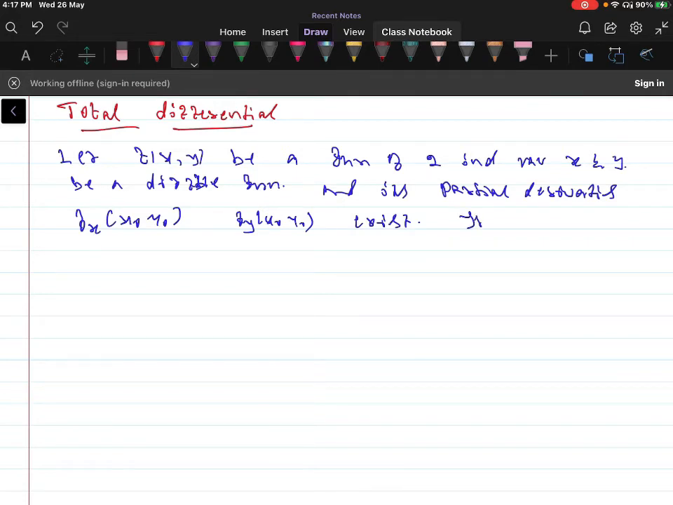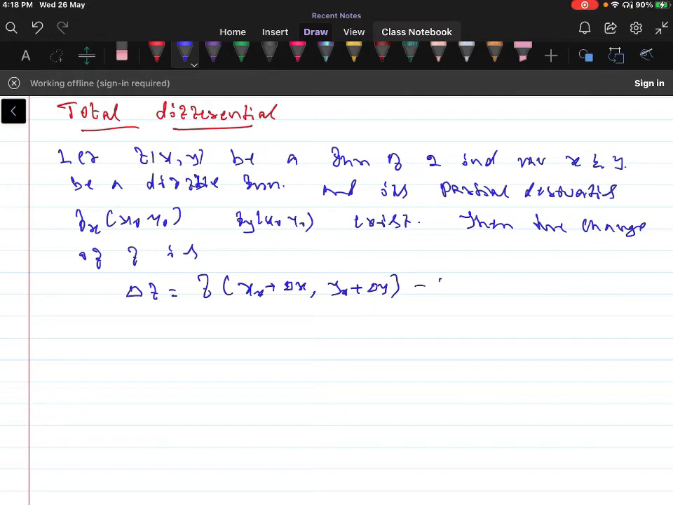So then the change of f is defined by delta f is equal to f of (x naught plus delta x, y naught plus delta y) minus f of (x naught, y naught). Change in x and y, there is a change in f also, that is f of (x naught plus delta x, y naught plus delta y) minus f of (x naught, y naught).